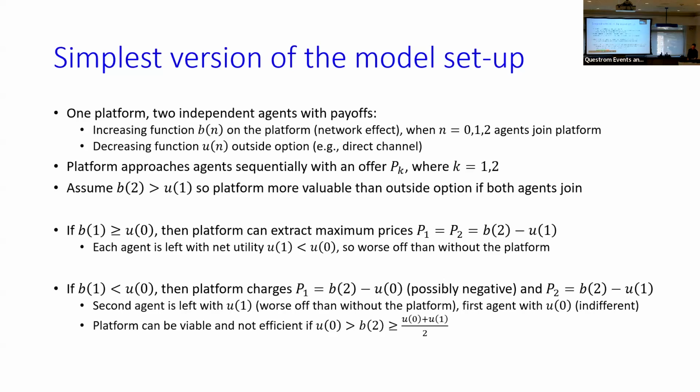And one of the corollaries here, which is interesting but perhaps not surprising, is that the platform can be viable. So the platform has prices that give it positive profits and that basically get both agents to participate, yet it's inefficient in the sense that the agents would be better off if everybody stayed outside. So B of 2 can be smaller than U of 0. It'd be a higher payoff to stay outside and everybody to ignore the platform.